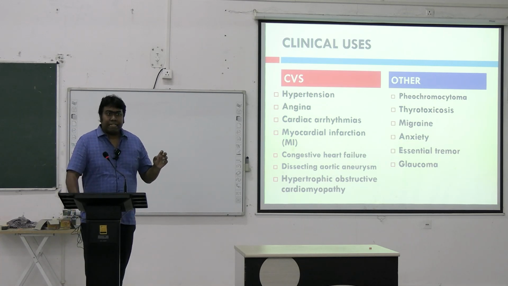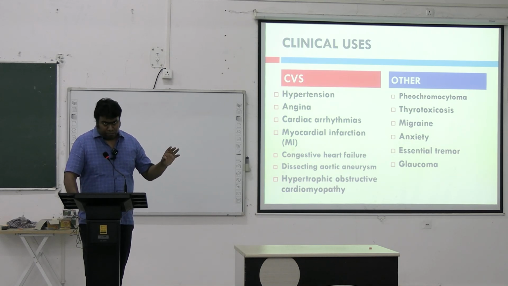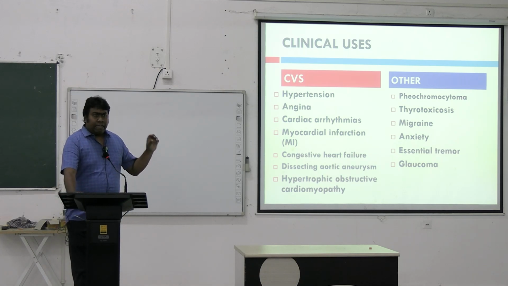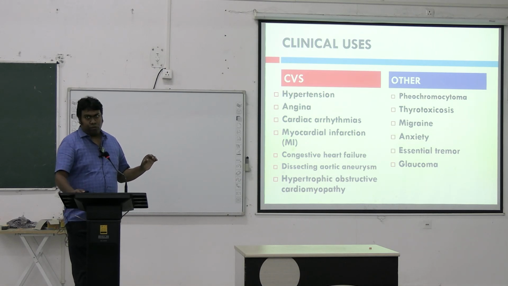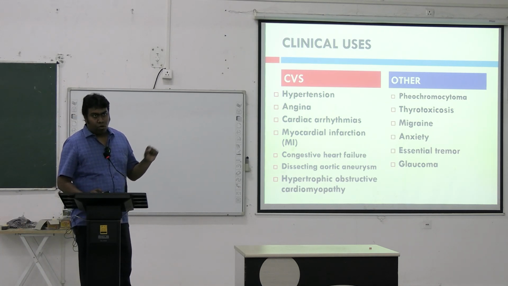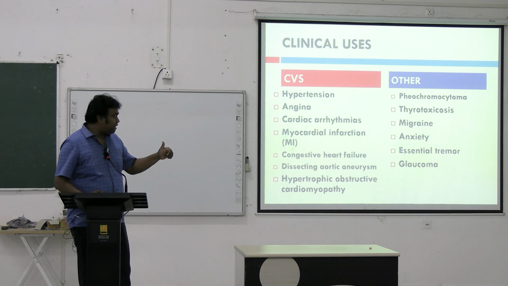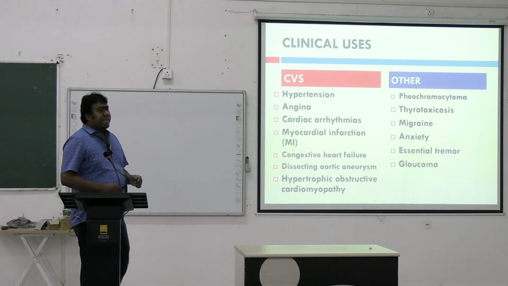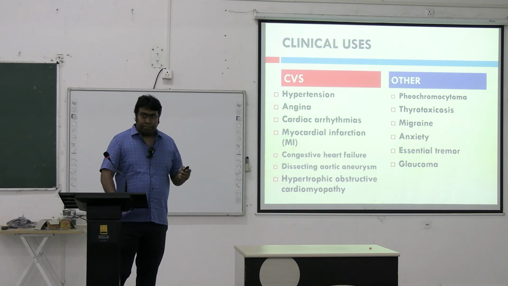Anxiety. In anxiety and tremor, essential tremor, beta 2 as well as alpha 1 blocking can be helpful. In chronic congestive glaucoma, beta blocker like timolol is helpful. So these are the non-cardiac uses of beta blocker: pheochromocytoma, thyrotoxicosis, migraine, anxiety, essential tremor, and glaucoma.